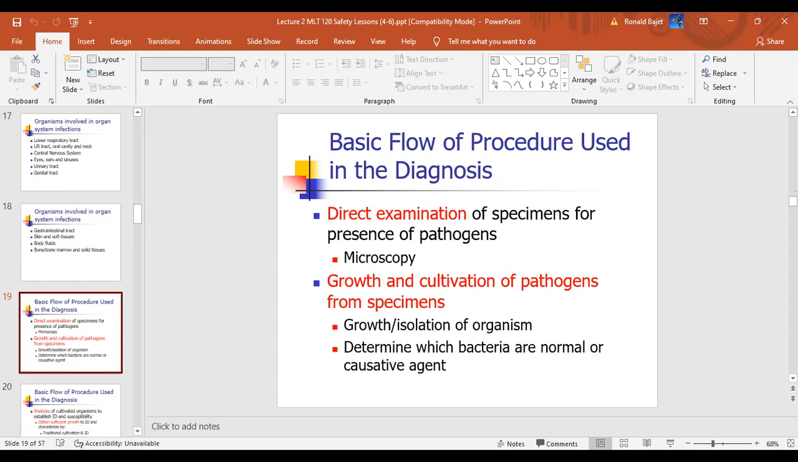Okay, so when a specimen comes into the laboratory, you'll be doing direct examination of the specimens for the presence of pathogens, microscopy. One of the first tests that you'll be doing is a gram stain. You get a swab, smear it onto a slide, air dry it, and then do your gram stain. You guys have all done gram stains before, I'm assuming, correct?